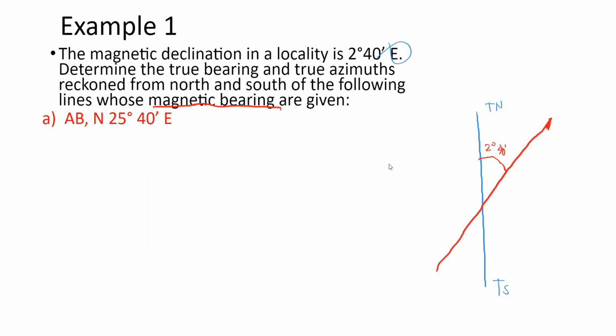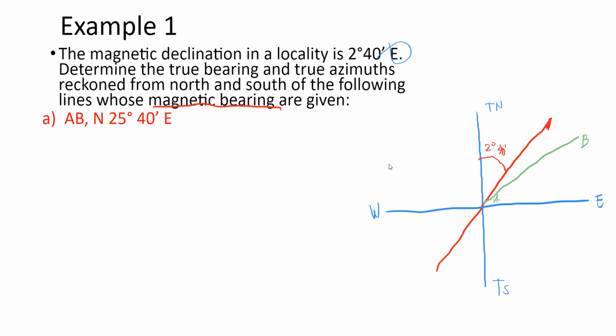So lagay tayo dito ng isang quadrant pa. So, this will be your east. This will be your west. So, north is 25 degrees. So, nandito yung line AB natin. Gamit tayo ng iba. Line AB. So, meron daw siyang magnetic bearing.